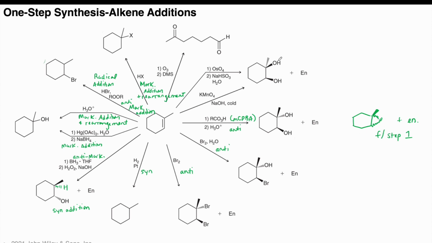It is also possible to add 2 hydroxyl groups syn to one another, either by using an osmium tetroxide reagent followed by NaHSO3 and water, or treatment with potassium permanganate, sodium hydroxide, and cold temperatures. In both cases, syn addition occurs and both enantiomers form. The most unique of all the addition reactions is oxidative cleavage.